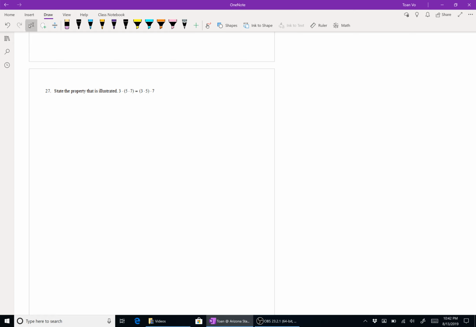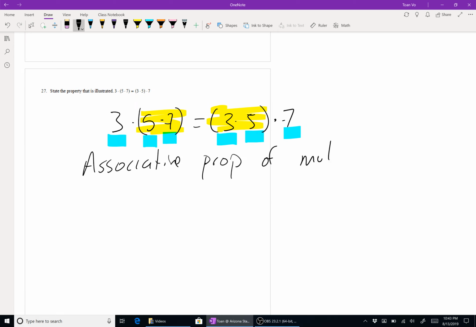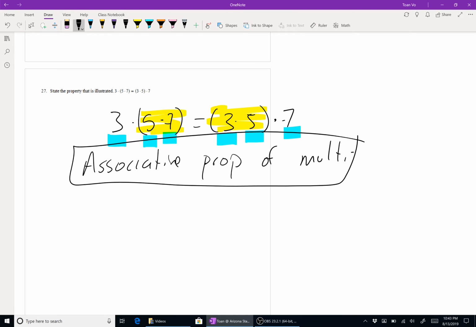27 is a property problem. Again, you either know it or you don't know it. One thing we should note is we have parentheses. And what do you notice about the parentheses? The stuff inside of them is different. Notice the order of the terms, or the order of the factors, is the same. You've got 3, 5, 7, 3, 5, 7. The only thing that's different is I grouped different things. I associated different things together. So this is the associative property. If you want to get fancy, since they're all multiplication, it's the associative property of multiplication. But if you just put associative property, I give you credit.